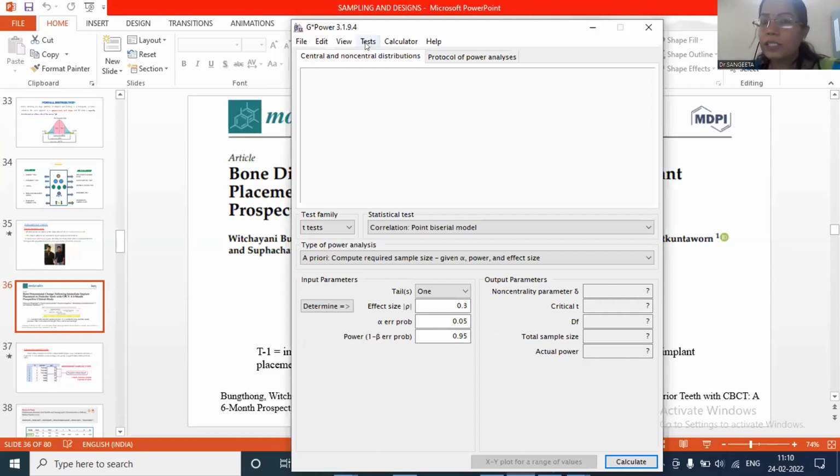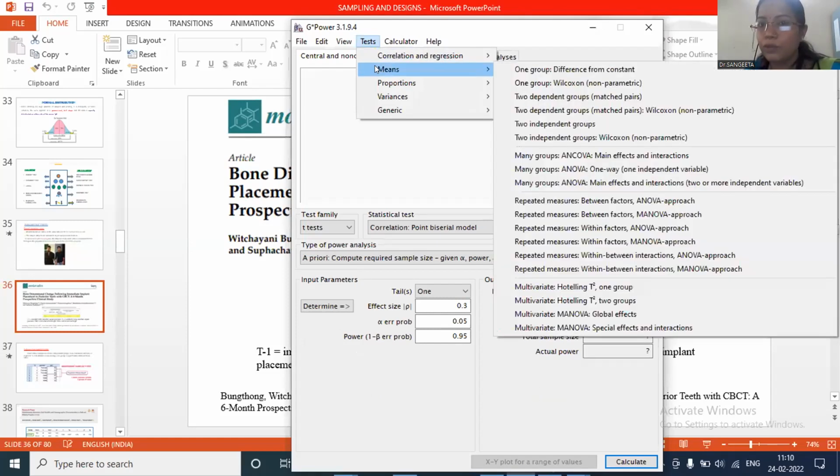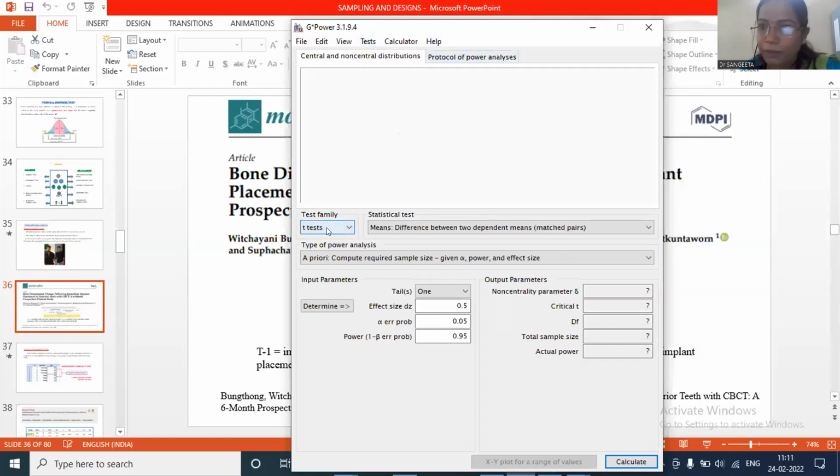First, go to the test. What we are checking is the mean value, so we are going into mean, right? In this, we are checking for dependent groups, that is nothing but your paired t-test. We are seeing for two dependent groups because it is the same group that is continuing. We select this, and you see here you have a test family, t-test, and we are checking for the difference between two dependent groups.